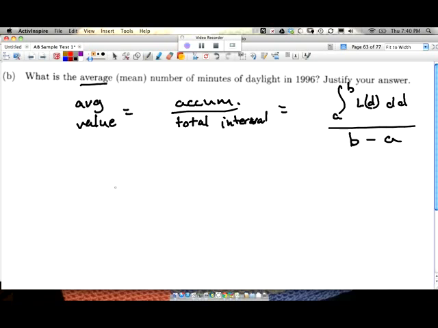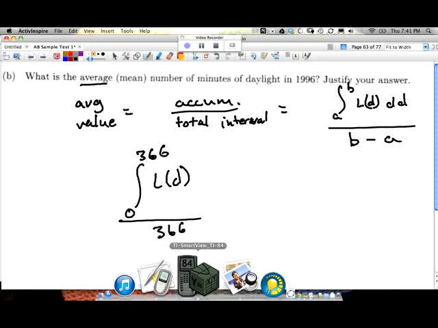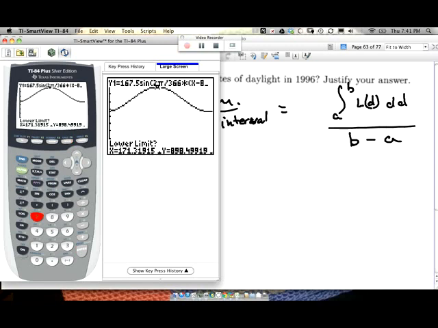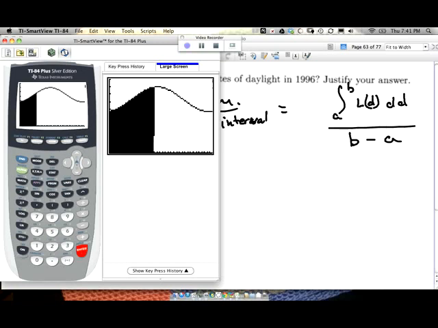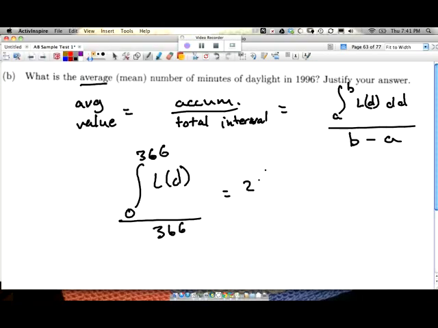So what are these limits? Well, the lower interval, we're starting from 0. We're going to day number 366, and we're going to put in our function L of d, and then we're going to divide by 366. So let's see what we would get then. I just got to integrate this. So second, calculate the integral, which is number 7. We're going to start from 0 and go all the way up to 366. Boom! So that's going to be 267,546.